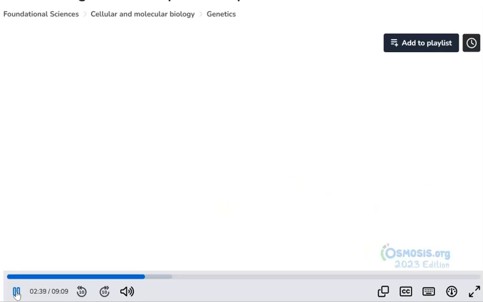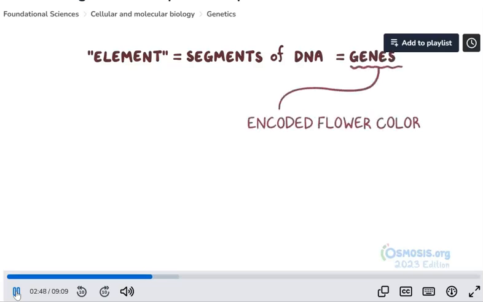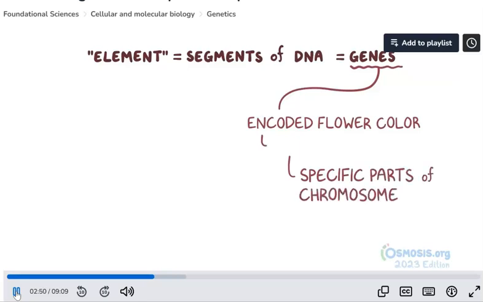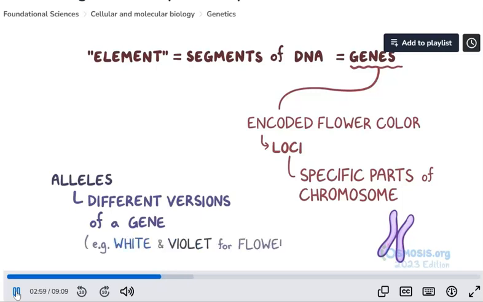Mendel didn't know this at the time, but the elements he was referring to were segments of DNA called genes that encoded each flower color. These genes were located on specific parts of chromosomes, called loci. Different versions of a gene are called alleles. And in the case of the flowers, there were 2 alleles, a white and violet allele for flower color.